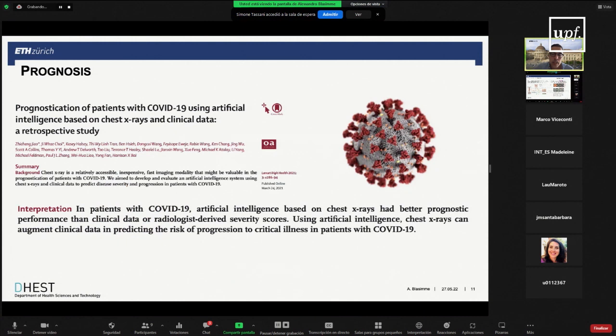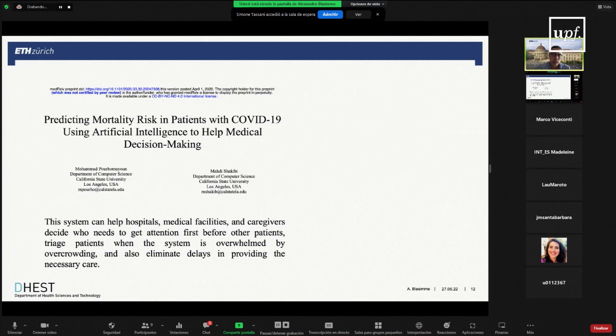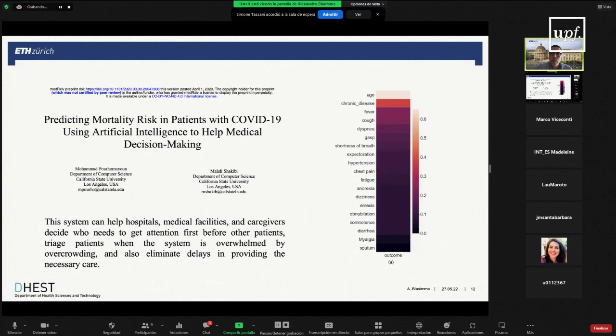Of course, with COVID-19, we have seen an explosion of AI application. This is in particular a tool to prognosticate COVID-19 patients based on chest X-ray and clinical data. So basically, here you have yet another possibility to use AI in clinical medicine. This is an algorithm, a very interesting one, to predict mortality risk in COVID-19 patients. And what is interesting here from an ethical point of view is that if you look at this graph on the right, this is a representation of the clinical features that the algorithm is taking into account. And those at the top are those that are more meaningful to the prediction made by the algorithm.